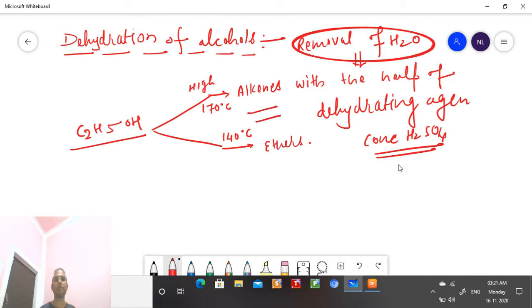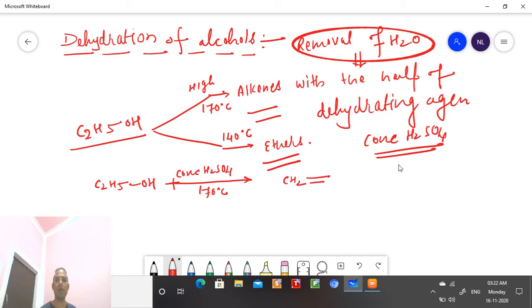Now student, if you see the reactions, here we can write C2H5OH, and if you are treating this with concentrated H2SO4, and the temperature you are maintaining is 170 degrees Celsius, this molecule is giving CH2=CH2, plus the water molecule will be eliminated.